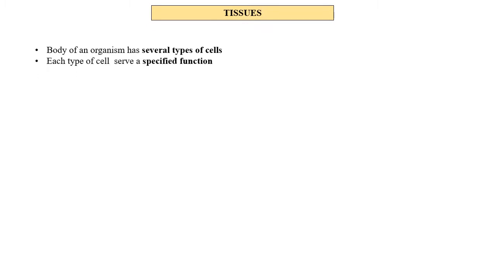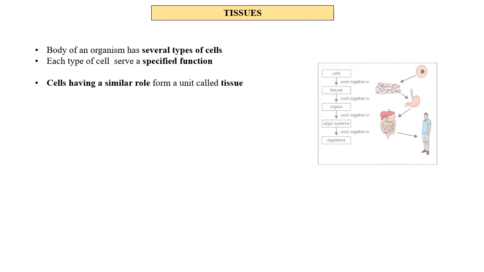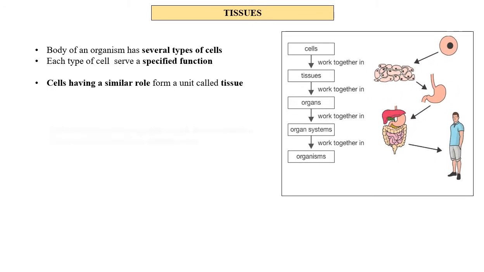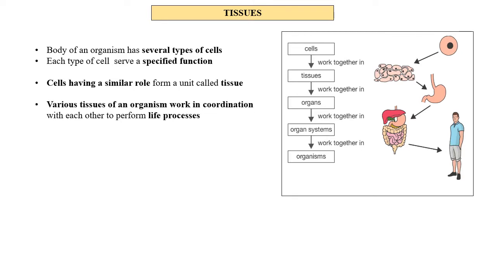Tissues. The body of an organism has several types of cells. Cells of each type serve a specified function. Cells having similar role form a unit called tissue. Various tissues of an organism work in coordination with each other to perform life processes.